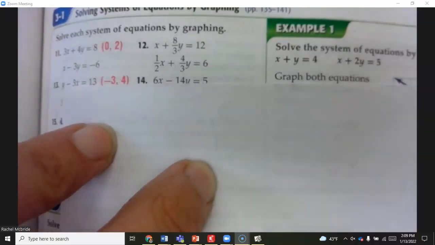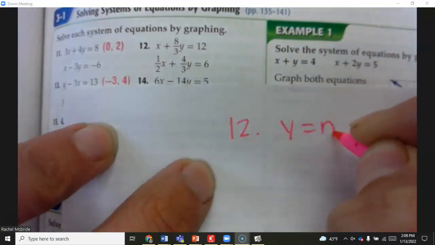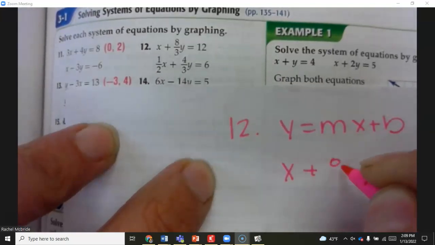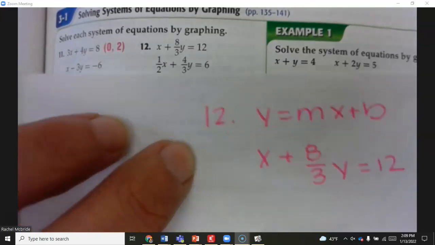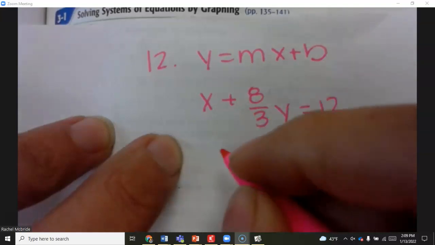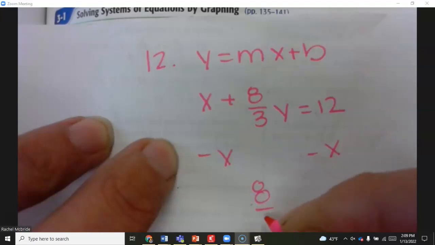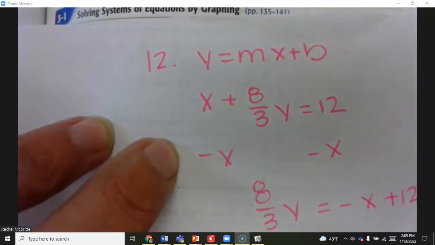This is good practice. If you did this, you're checking your work. In 12, these were not in y equals mx plus b, so what you had to do was solve for y. So you took x plus 8/3 y equals 12. You had to subtract x from both sides, giving 8/3 y equals negative x plus 12.